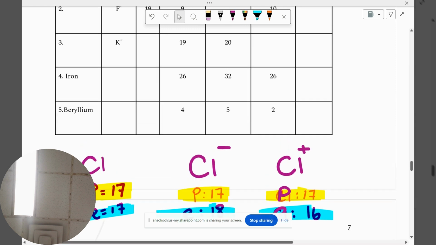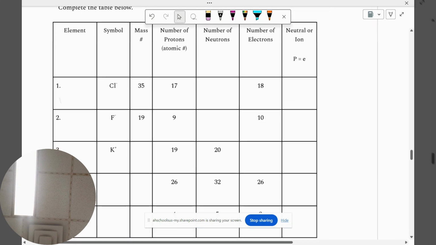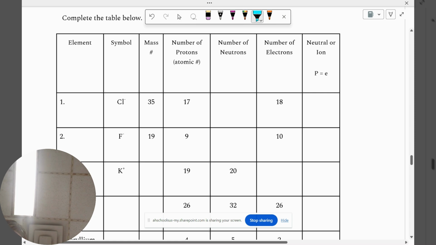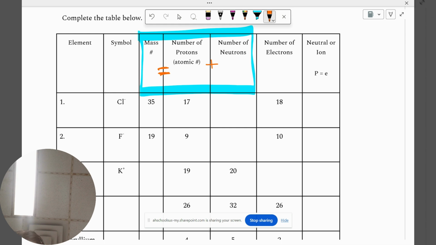Let's do a couple on the chart. I'll turn you loose, and then we'll pretty much be done hearing from me today. Now I always like to do this when we chart: mass is equal to protons plus neutrons. So let's just isolate this. 35 is equal to 17 plus 18. You got it. That's mass.